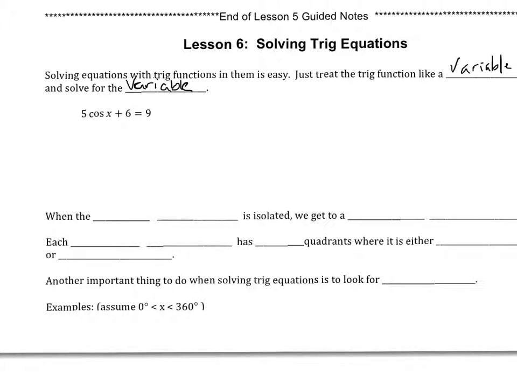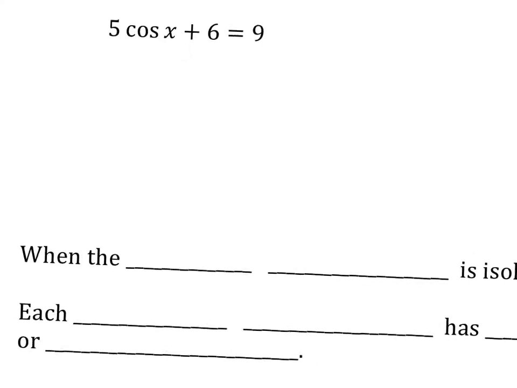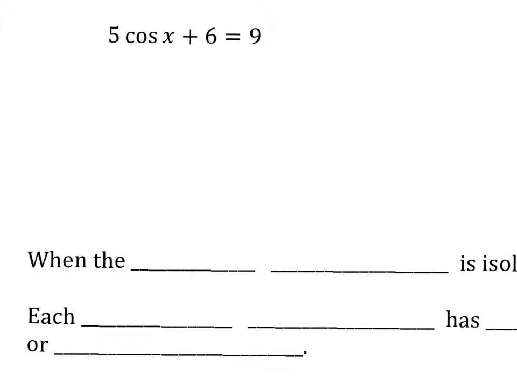Okay, so if we look at this first equation, we see that we have a cosine of x in here. This cosine of x is what we need to solve for initially. So to get cosine of x by itself, remember we're treating it like a variable, we're going to first subtract 6 from both sides. And that will leave us with 3 equals 5 times the cosine of x.